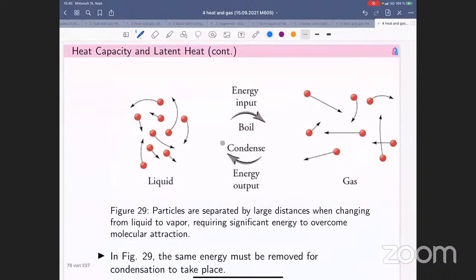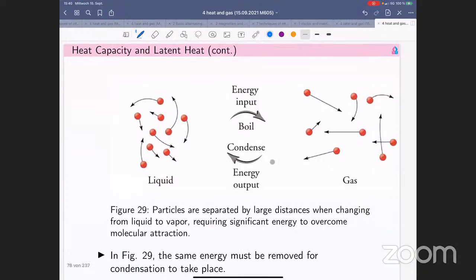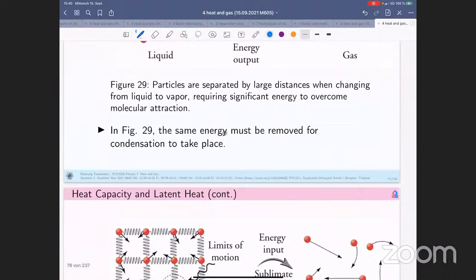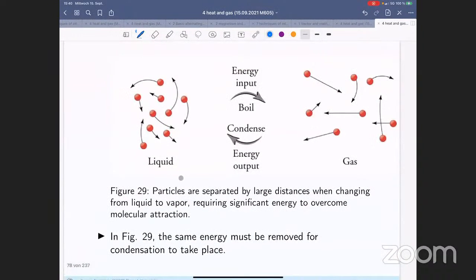The next one is changing the phase from liquid to gas. We put heat into this, and the separating distance among the molecules becomes quite far. If you take the heat out of the gas, the molecules stay closer together. This process is called the boiling process. The reverse way is called the condensing process, and the same energy must be removed for condensation to take place.